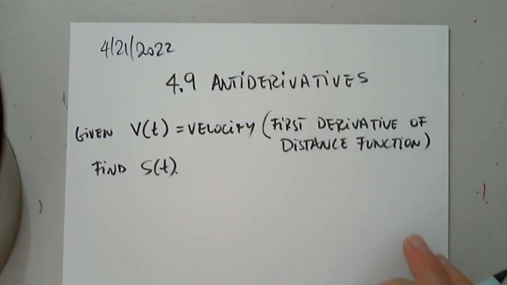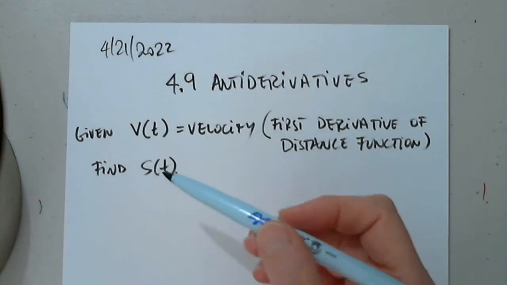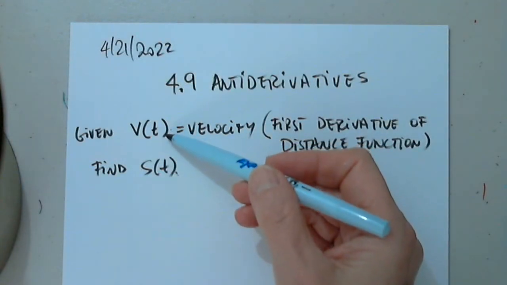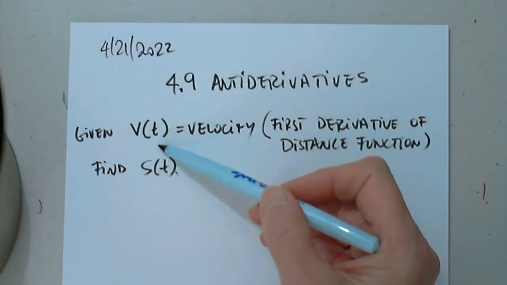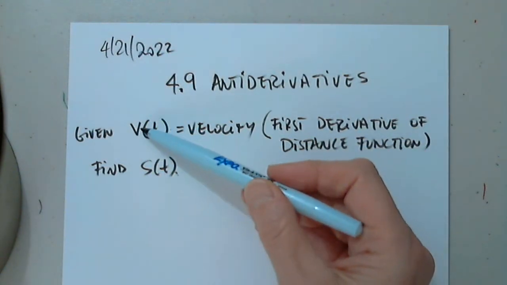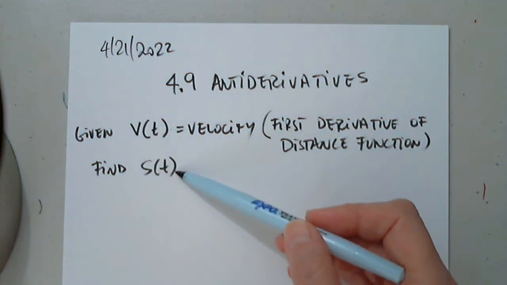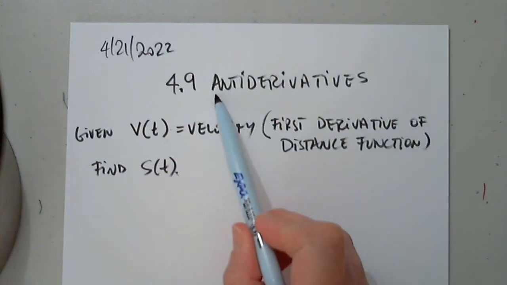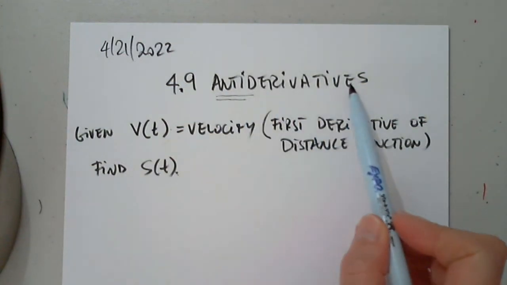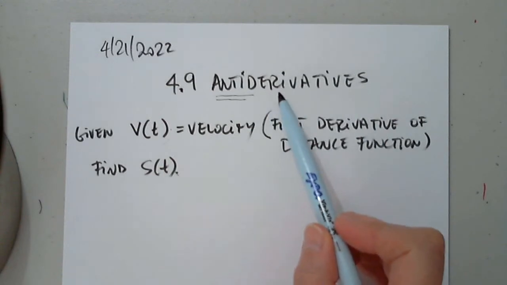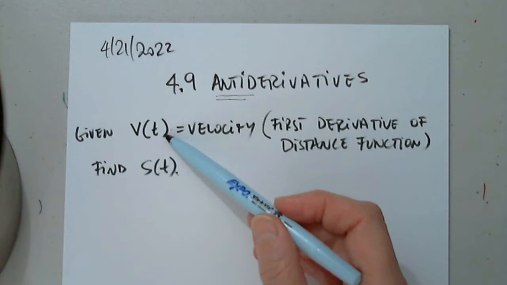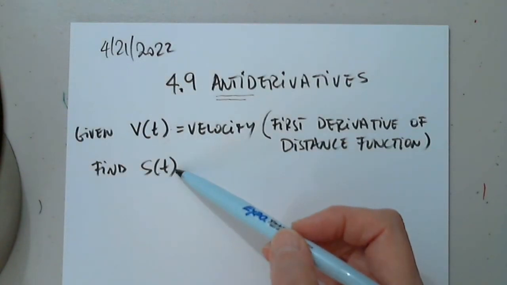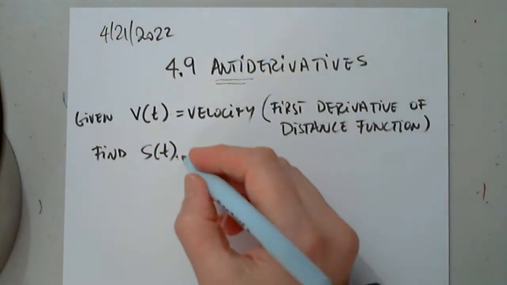We haven't encountered this before. We were given the function, we were asked to find the derivative. Now we're going backwards. We are given the derivative. Somehow the velocity function was determined. We would like to determine the distance function. So that's the concept of anti-differentiation. Undo the derivative, in other words. So go back from the velocity to the distance. Okay, so this is the distance function.